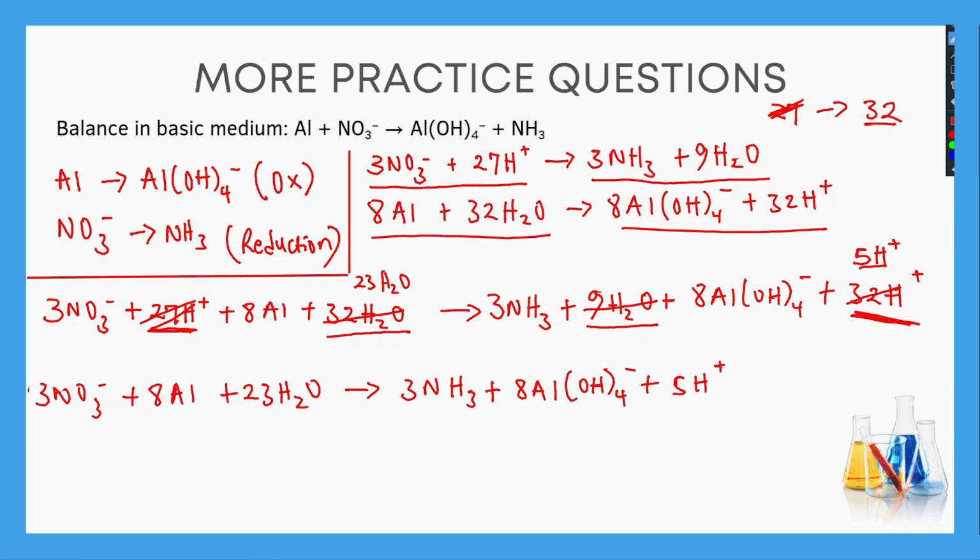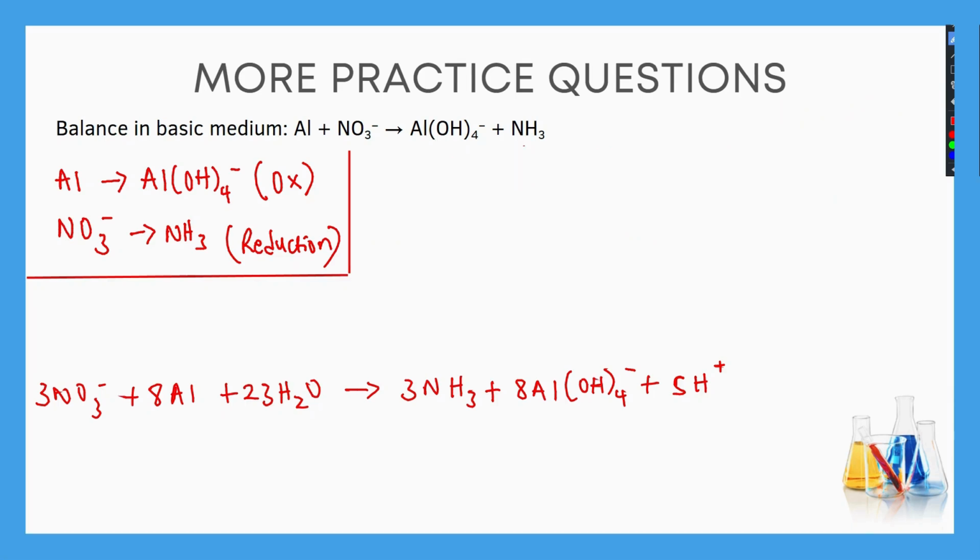Now that we have done this, the next rule says that wherever you have H plus ions, add an equal number of OH minus to both sides to neutralize it. So let's do that very quickly. At this point, you can see we have 5 H plus ions on the right hand side, which tells us that we need to add 5 OH minus to the right hand side and add the same 5 OH minus to the left hand side.